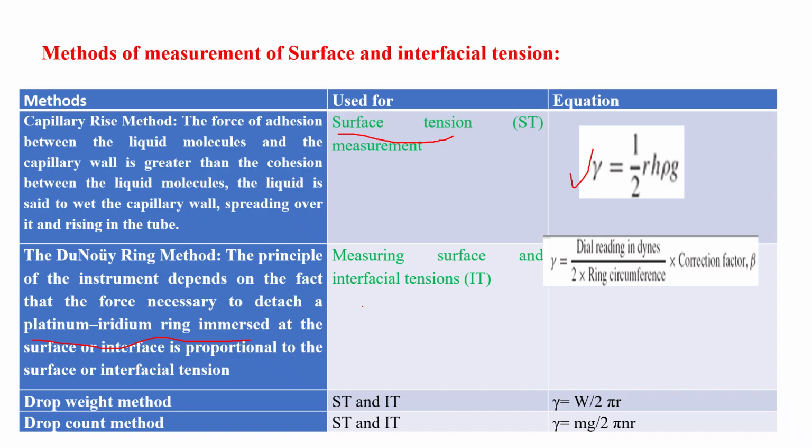Remaining methods like drop weight as well as drop count are also used to measure surface tension as well as interfacial tension. Only the capillary rise method is used for surface tension alone, but whatever remaining methods there are measure both surface as well as interfacial tension. For the drop weight method, the equation is gamma equals W by 2 pi r, where W is nothing but weight, and in case of drop count, it is mg by 2 pi r. That you have to remember.